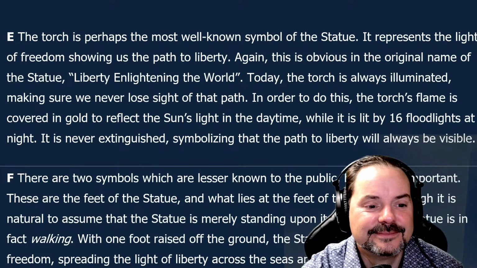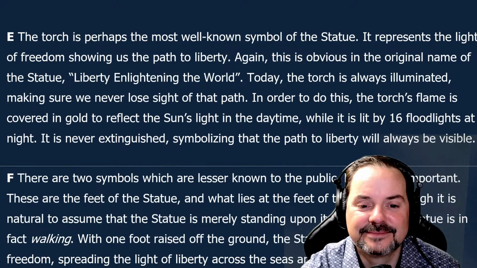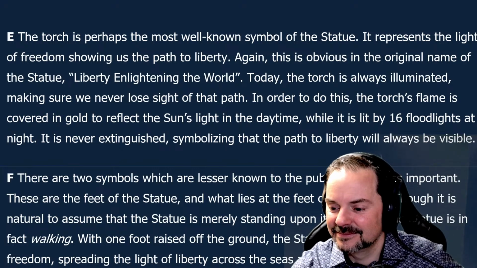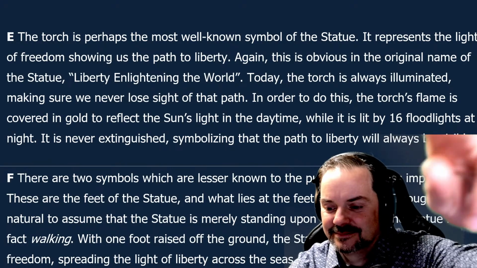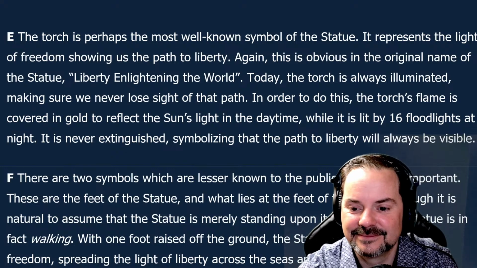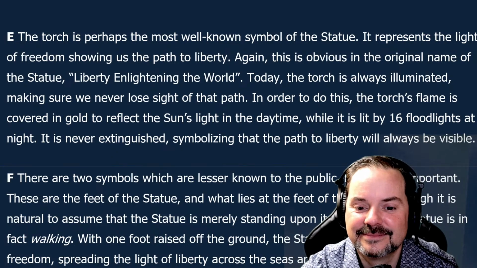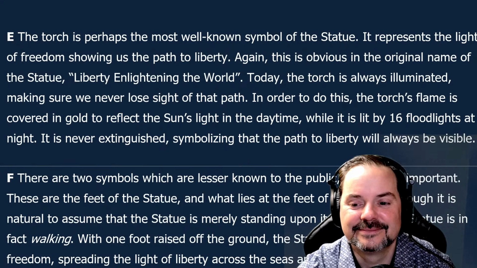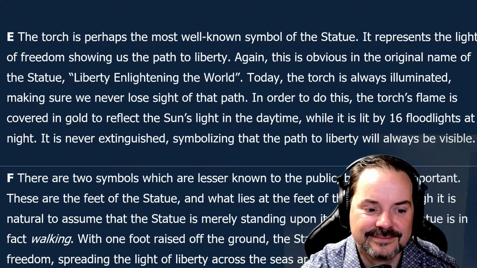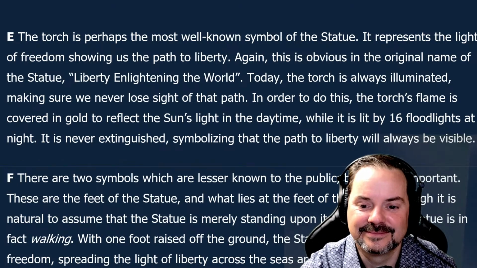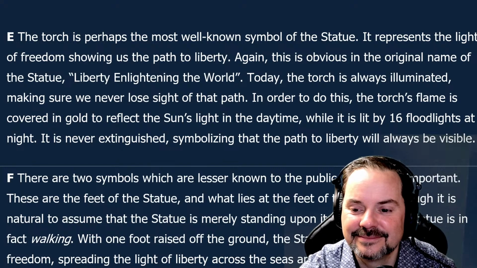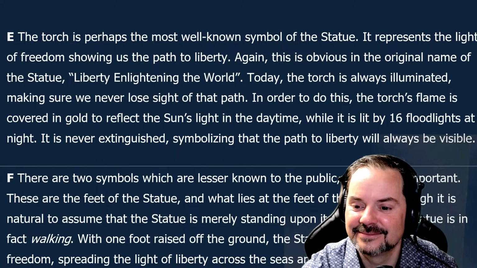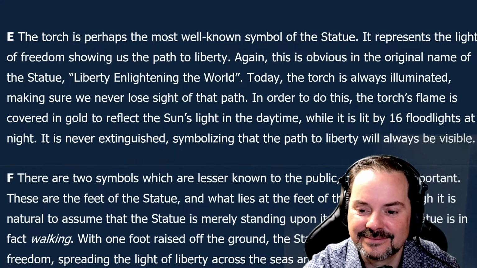Okay, sir. The torch is perhaps the most well-known symbol of the statue. It represents the light of freedom, showing us the path to liberty. Again, this is obvious in the original name of the statue, Liberty Enlightening the World. Today, the torch is always illuminated, making sure we never lose sight of that path. In order to do this, the torch flame is covered in gold to reflect the sunlight in the daytime, while it is lit by 16 floodlights at night. It's never extinguished, symbolizing that the path to liberty will always be visible.